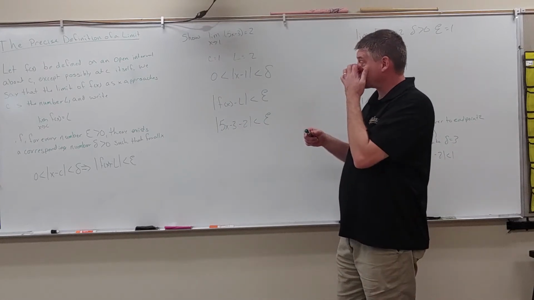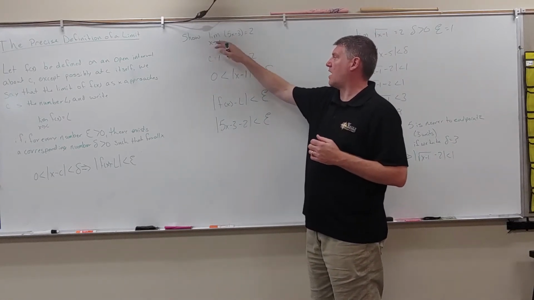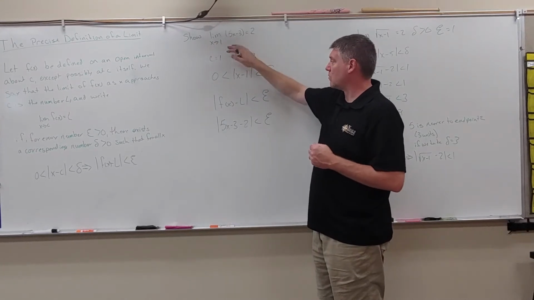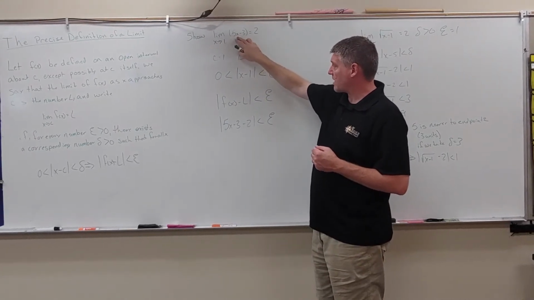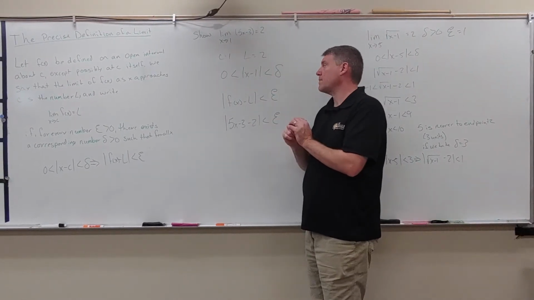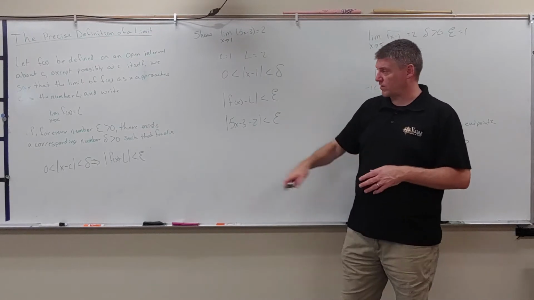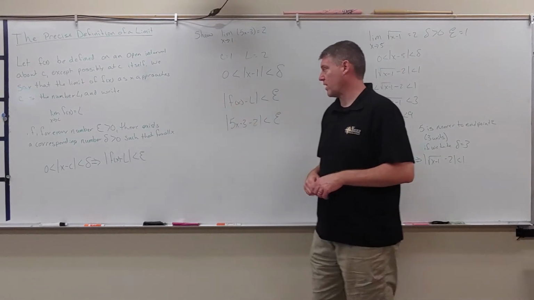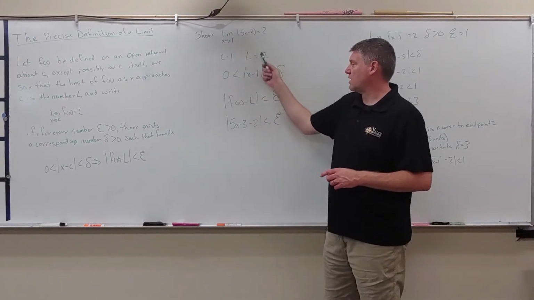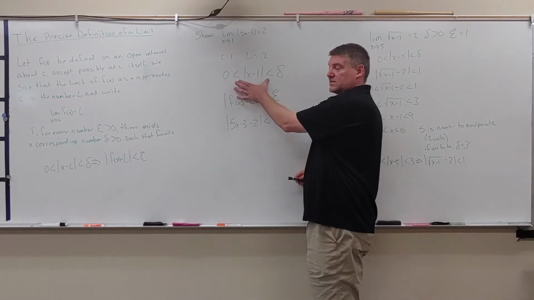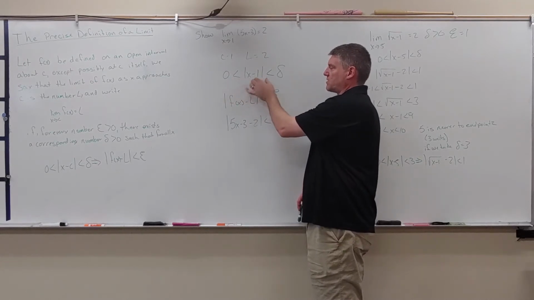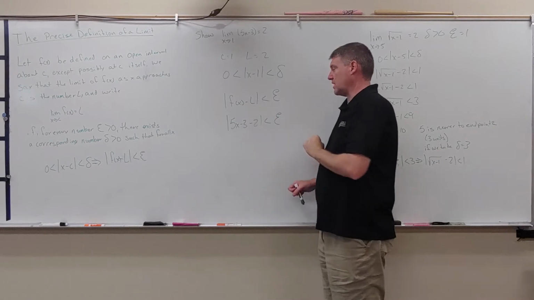So if we want to show that the limit of 5x minus 3 as x approaches 1 equals 2, for instance, because we plug 1 in there, 5 times 1 is 5 minus 3 is 2, what we're going to do is prove it using this definition. Okay? So here our c is 1 because that's where we're going towards. Our limit is 2. So we want to get to this. We want to have 0 is less than the absolute value of x minus 1 is less than delta.